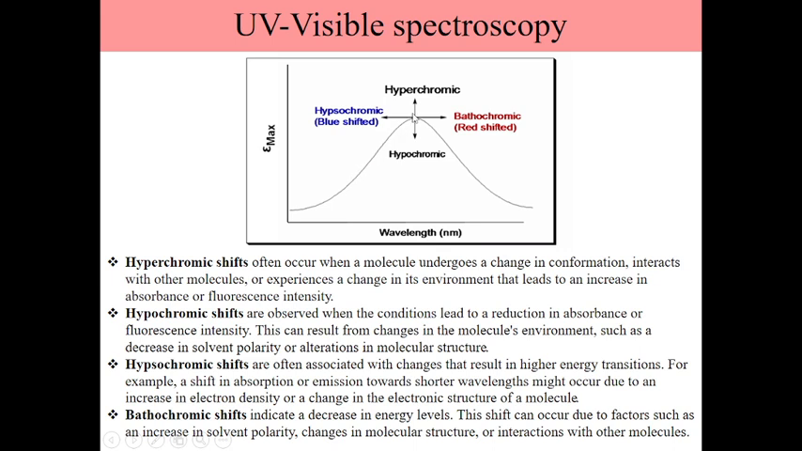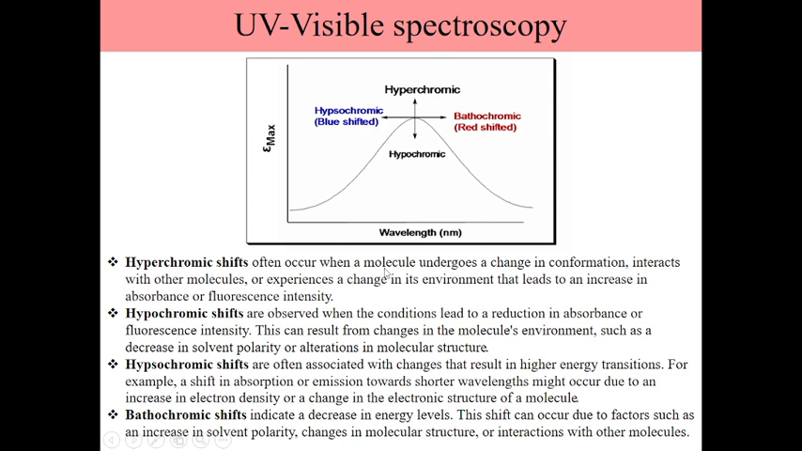And then this peak can shift towards the red, that is called bathochromic or red shift. And it can also shift towards the left, that is called hypsochromic or the blue shift. So when can all of this happen? Hyperchromic shifts, that is, this can increase, right? So this peak can become higher.